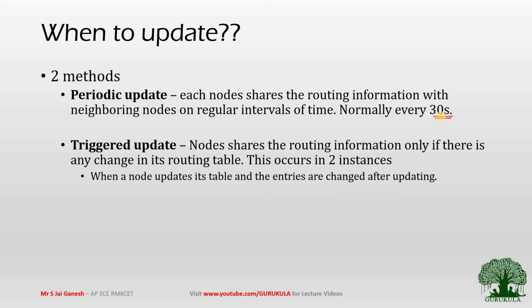In our previous slide, we discussed what happens when C is sending its information to A. Based on C's information, A has updated its own entry. So the entry for the last row has been changed. In this case, A will be sharing its routing table with the remaining nodes in the network.